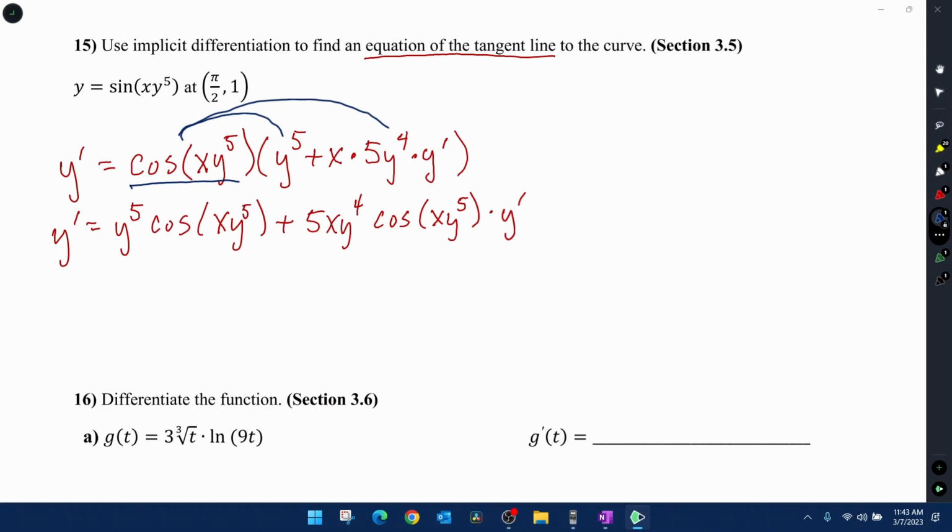The next step is I do have to get my y primes together on the same side so that I can factor out the y prime and then solve for the y prime. So we are next going to have to move all of this term to this side and factor out a y prime. And I will do that all at one time.